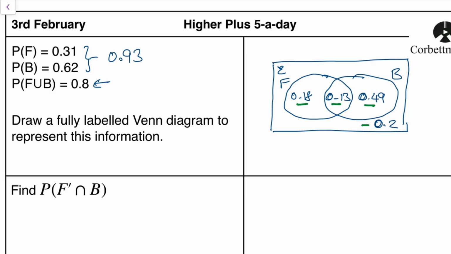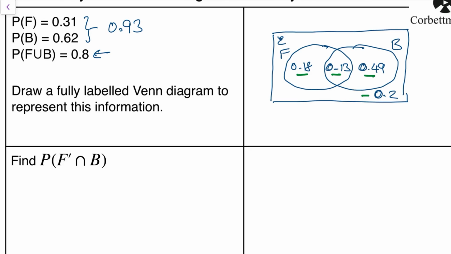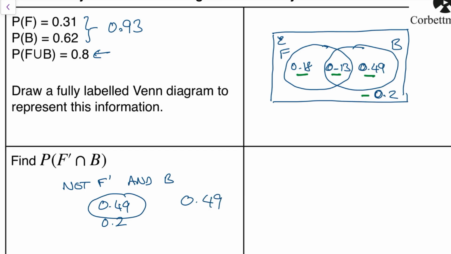Question done. Next question. Oh, it continues. Okay, let's go back. So next question says, find, it's much easier if you read these in English out loud. So find the probability of something not being in F and being in B. So it's not in F, it's going to be the 0.49 or the 0.2. But I also want it to be in B. So the only one of those numbers that's also in B is 0.49. So the answer to my question is 0.49. Not too bad. Question done.